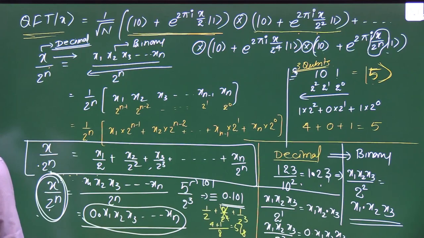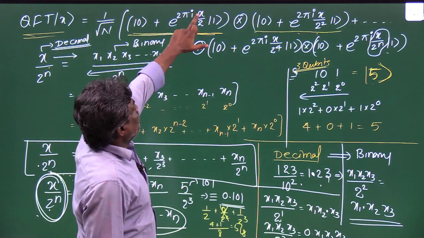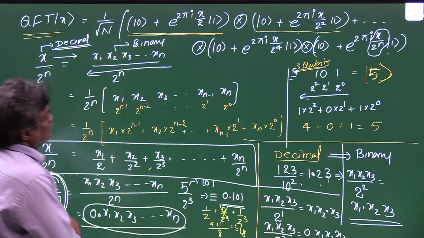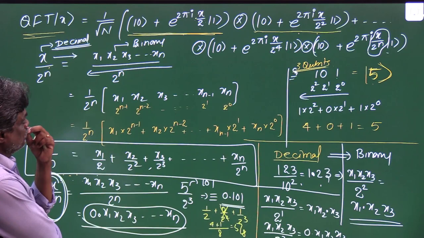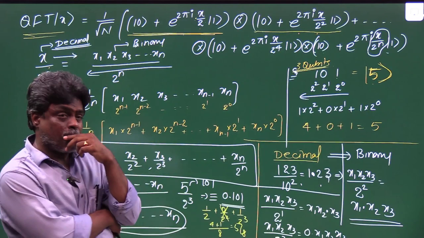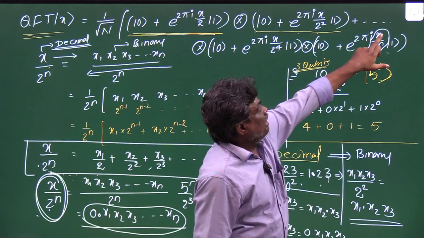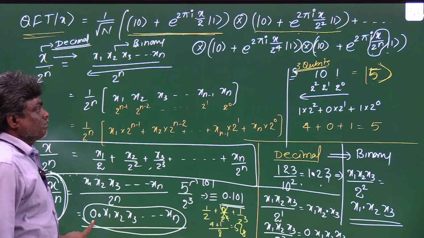Right. Shall we proceed? Now tell me, sir, x by 2. Remember, this x is what? x1, x2, x3, and so on. Now, what is x by 2 now? Point? Say this one: x by 2 power n is what? And x1, x2, x3. Is this one clear, sir? Okay, fine. No problem.